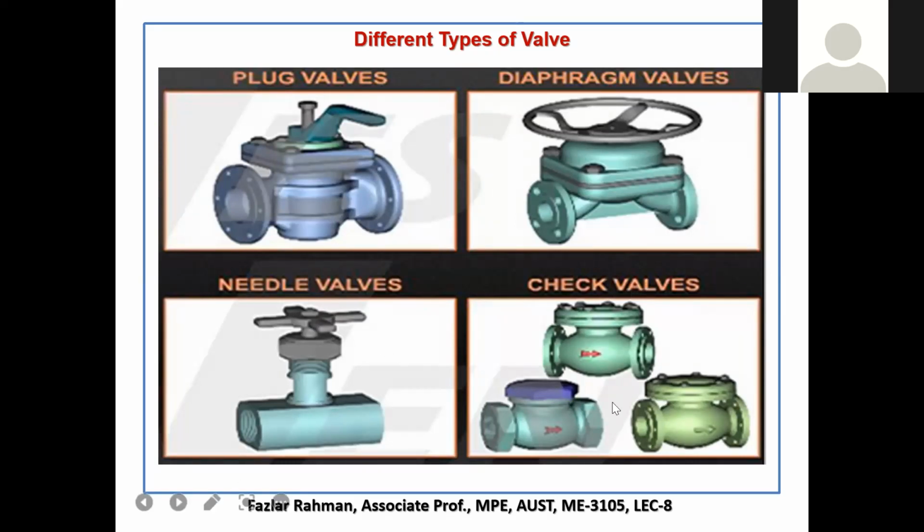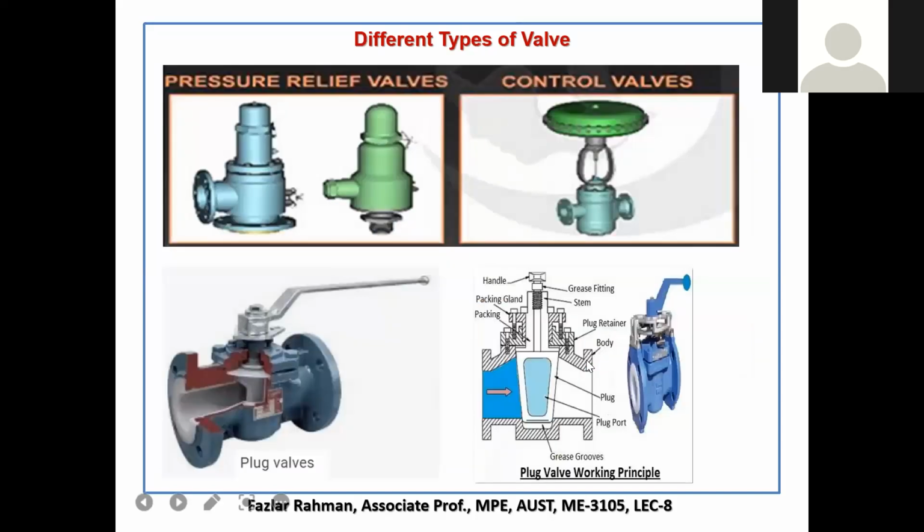And there is a needle valve and a pressure relief valve. What is the pressure relief valve? If you attach it to the boiler, and the boiler pressure is getting too high, higher than a certain amount, then this valve will open and your high pressure steam will get out from the boiler to reduce the pressure. Okay, that is called a pressure relief valve.